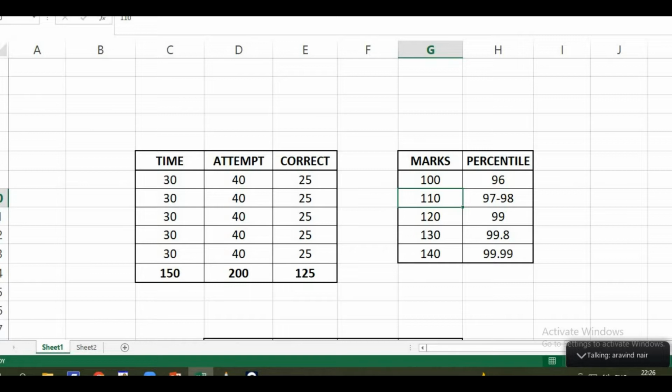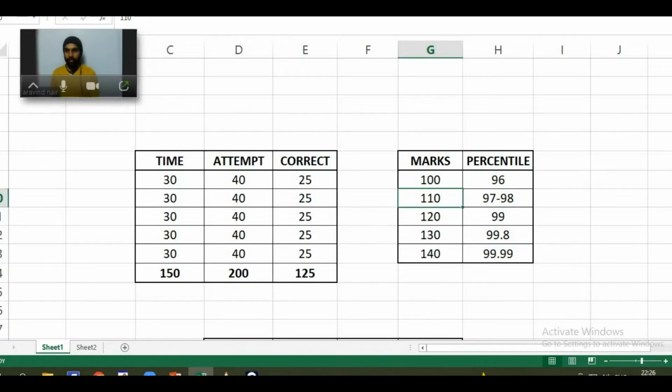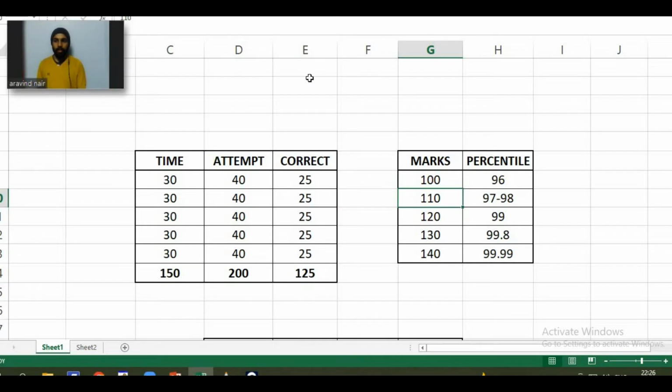This was my idea. I have 200 questions and I have 150 minutes. So I just divided, I gave every section 40 questions and 30 minutes. This was my approach. Obviously, it's not necessary that I should complete every 40 questions in 30 minutes.